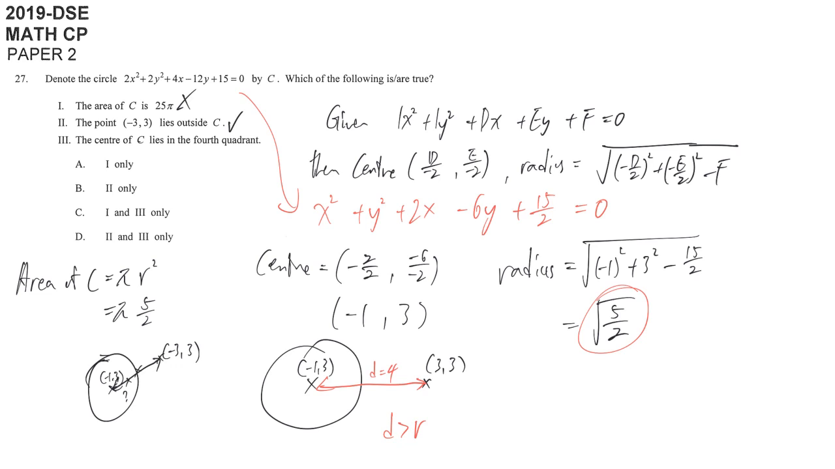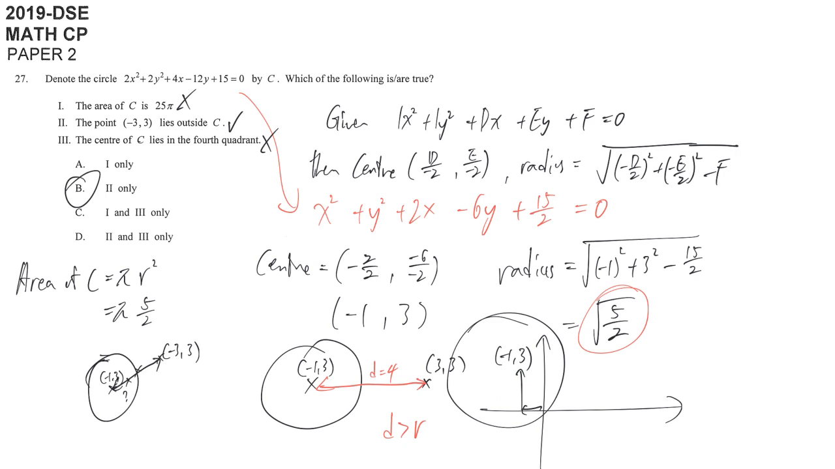Last one: is the center in the fourth quadrant? So just draw again. Our -1, go left and then go up. So our center is here. It should lie in the second quadrant rather than the fourth quadrant. So this is wrong. And the answer should be 2 only.